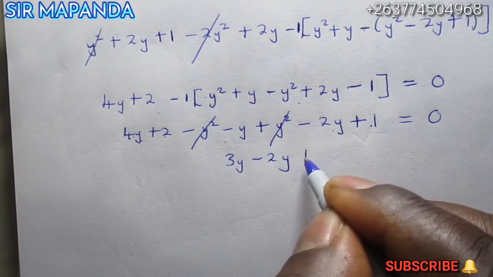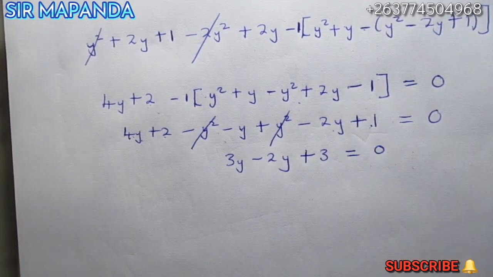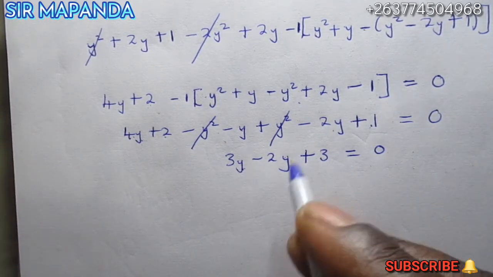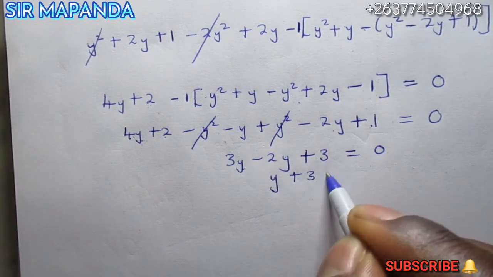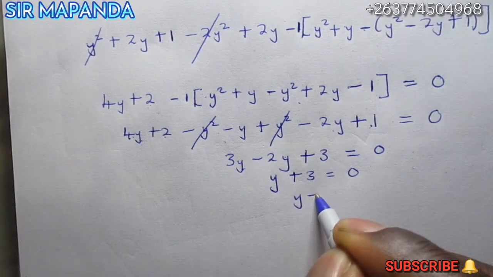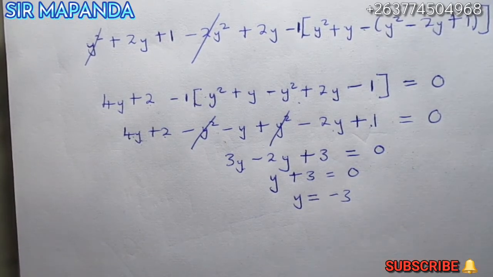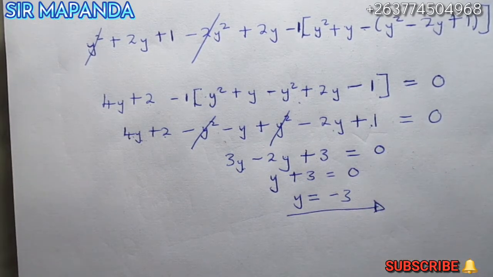2 plus 1, you get 3. This is equivalent to 0. I hope you are following, class. So 3y minus 2y, you get y, plus 3 is equals to 0. So your final answer is y is equals to -3. This is how you're supposed to solve the equation.